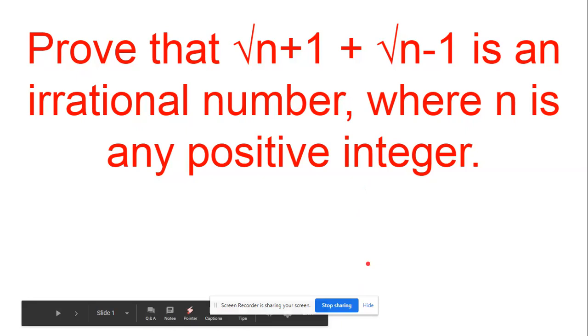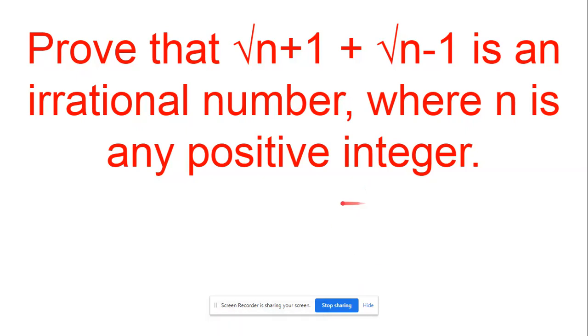So to prove this one, before going to the method of how to prove, let us take an example to see whether this one is irrational or not. You can take any value of n. You must take a positive integer. I am taking n equal to 3 here.